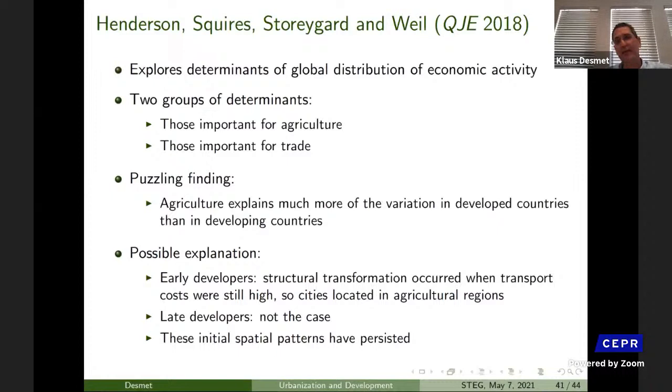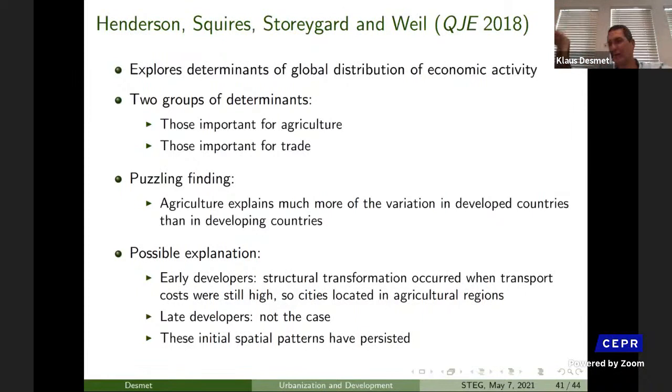Okay, I'm slowly going to be wrapping up here, but I wanted to mention just a few more things. Another really interesting recent paper on development and space is this paper by Henderson and others in the QJE. What they look at is the determinants of the global distribution of economic activity. They look at the entire planet, and they use satellite lights to measure the level of development, or the distribution of economic activity, across space.